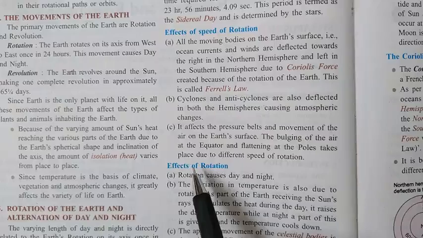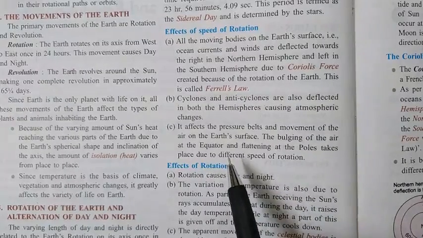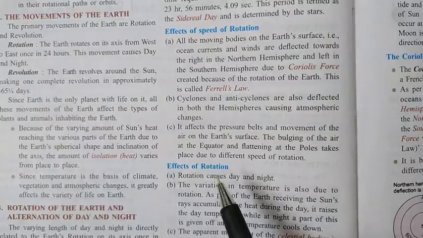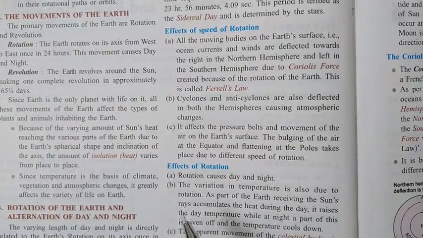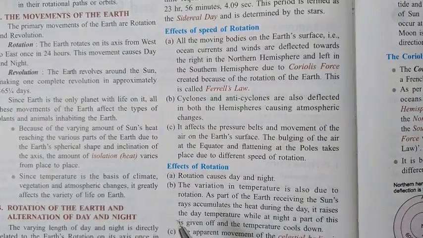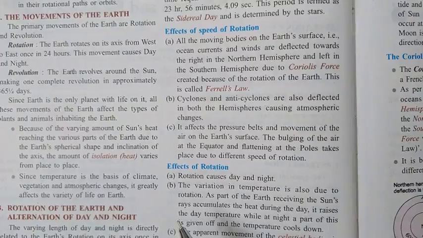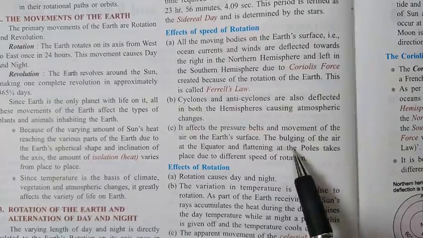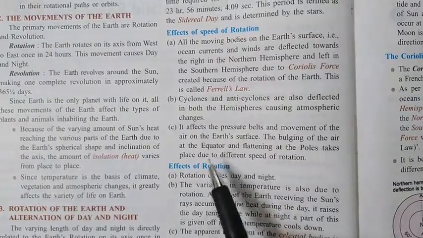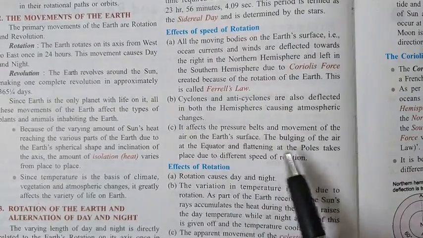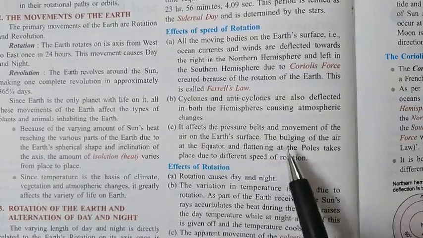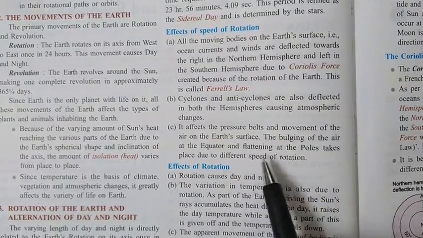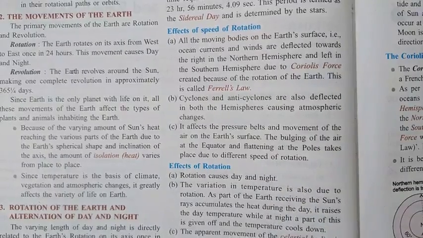One more thing you can find: as the Earth rotates on its axis, a centrifugal force is created. Because of that, the Earth is slightly bulging at the equator and slightly flattened at the poles. So this is the effect of the speed of rotation.